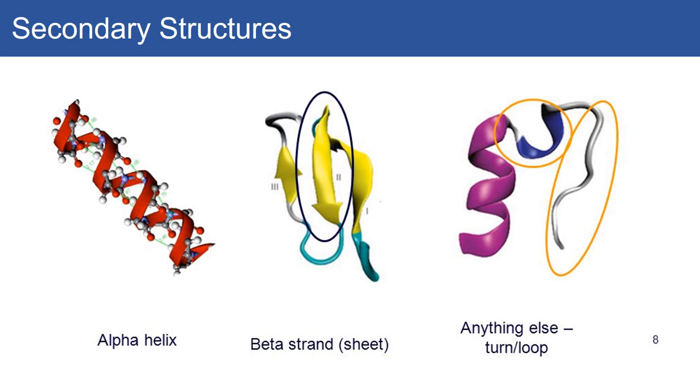There are all sorts of turns and loops and random coils and other kinds of structures. We'll briefly introduce some of those today. But most importantly, you need to understand alpha helix and beta strands or beta sheets.